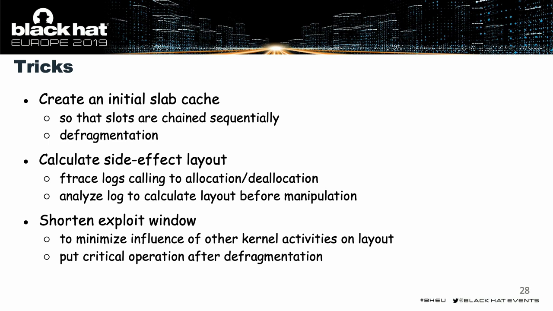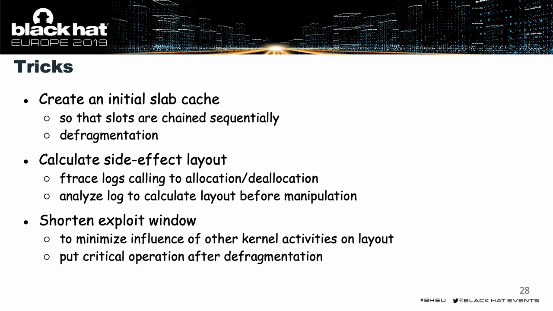The second trick is how to calculate the side effect layout. What does the layout look like? What's the order of the target slot and how many allocations and deallocations are in the side effect? We answer these questions using ftrace. We run the POC on our own machine and log all allocations and deallocations during the POC's execution. Through analyzing the log, we can learn the order of each SLAB operation and calculate the side effect layout.